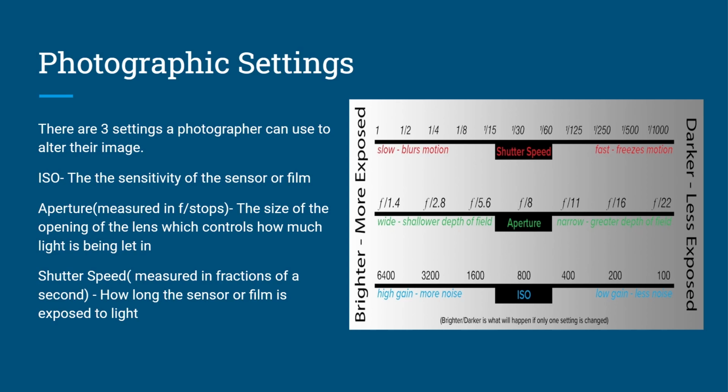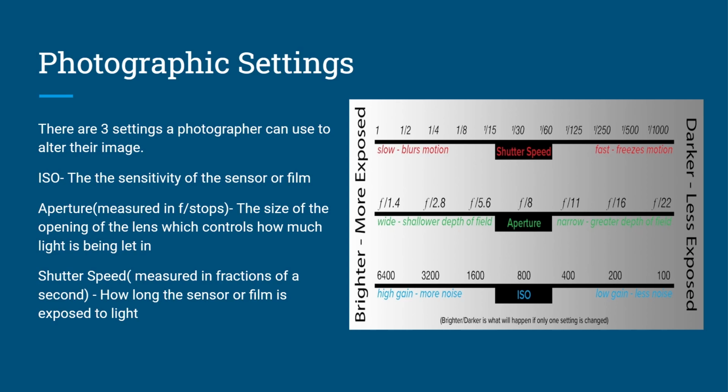And shutter speed, measured in fractions of a second or full seconds. This is how long the sensor or film is exposed to light. So as the shutter speed increases, the sensor is exposed to more light. So those are how these settings affect the lighting in the image, and the chart here shows how they affect motion and depth of field, gain or noise in an image.